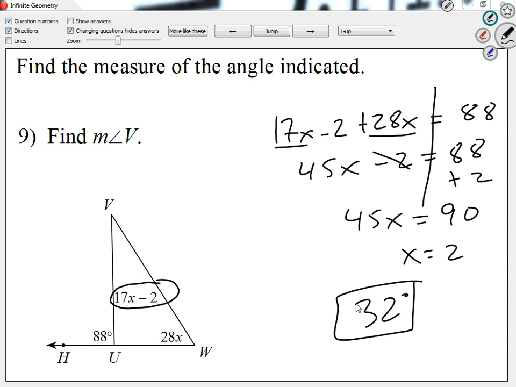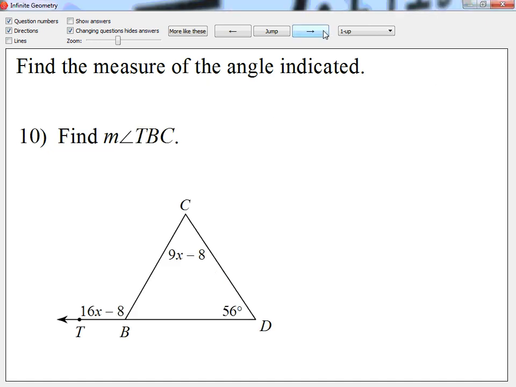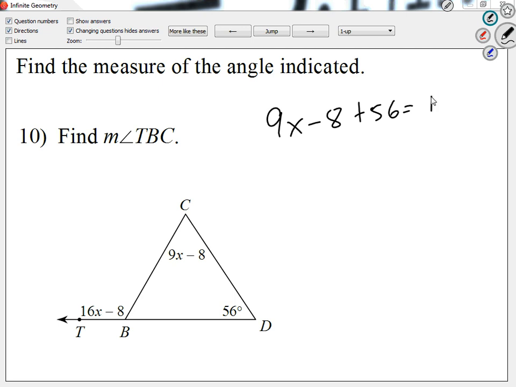Alright, so this takes us to number 10. Let's take a look at number 10. Let me add the two interior angles. So I'm going to say 9x minus 8 plus 56 is equal to 16x minus 8. Add the two interior angles and it equals the exterior angle.